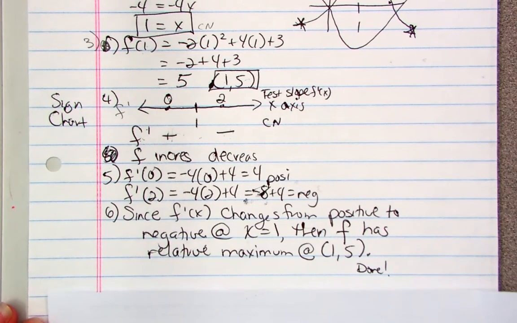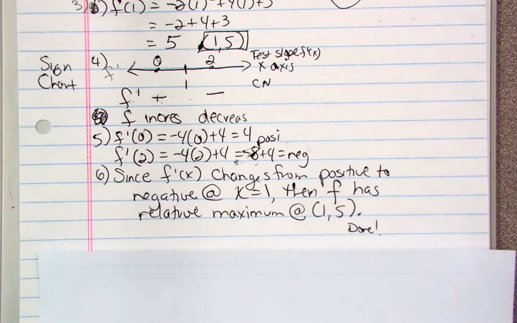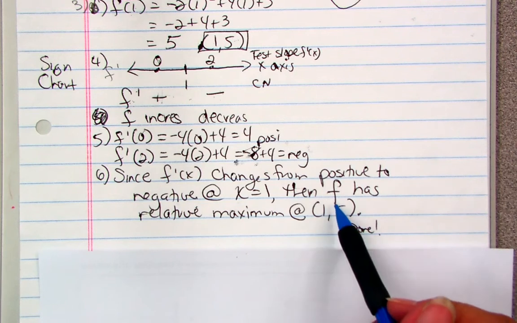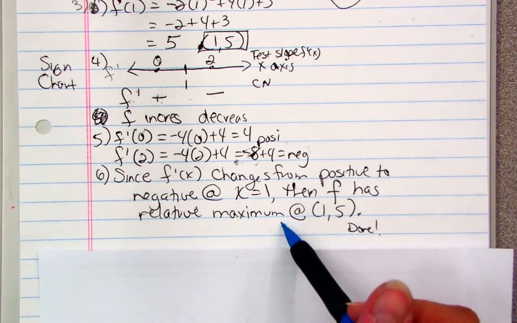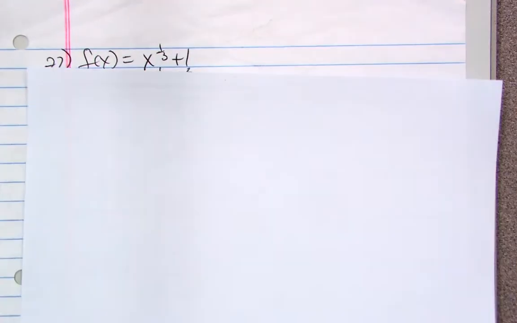So here's my conclusion that you must practice writing for your AP test. It says f prime of x changes from positive to negative at x equals 1. Then f, my original function, happens to have a relative max. Where? At (1, 5). Let's try it one more time, and then I'll be done.